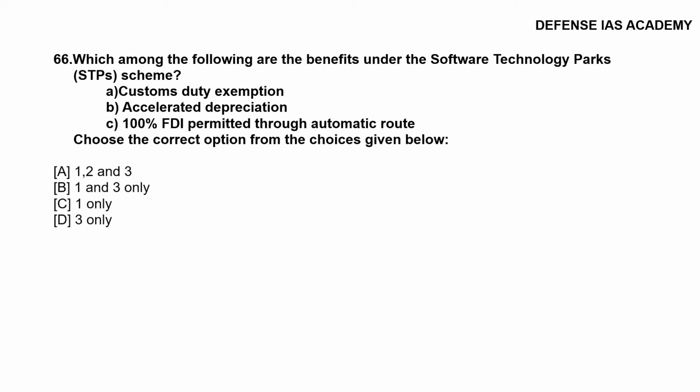Question number 66. Which among the following are the benefits under the Software Technology Parks Scheme? A. Customs duty exemption. B. Accelerated depreciation. C. 100% FDI permitted through automatic route. Now choose the correct option from the choices given below. The correct answer is option A, 1, 2 and 3.